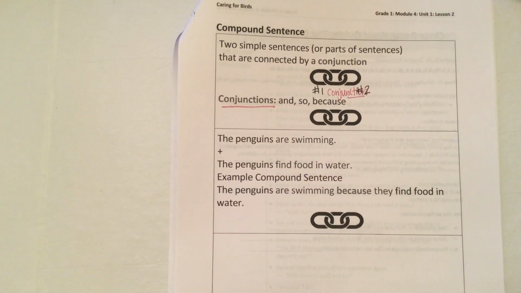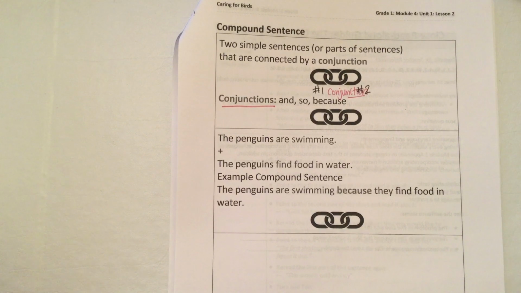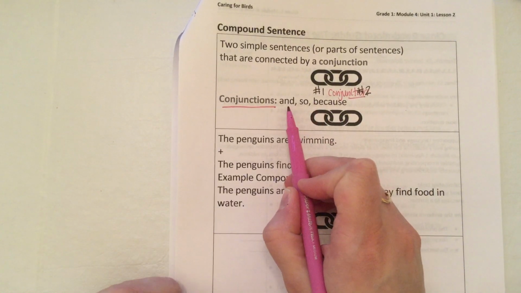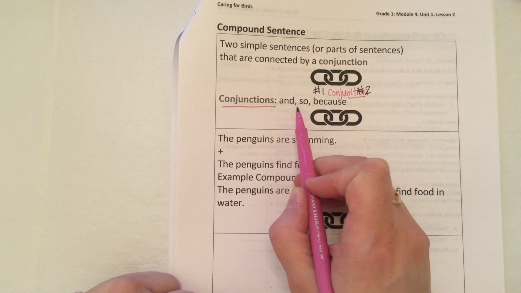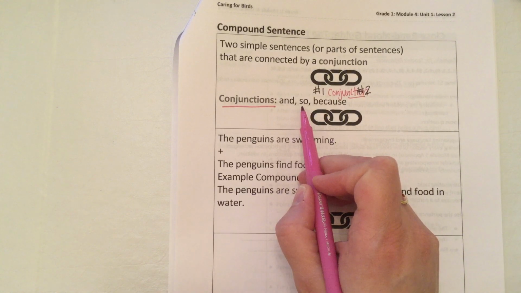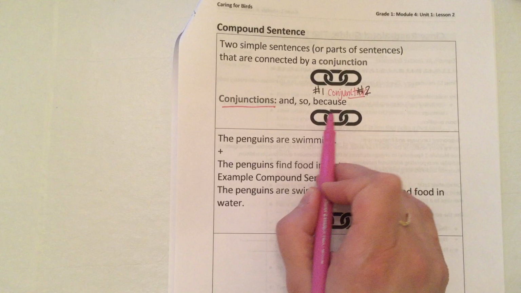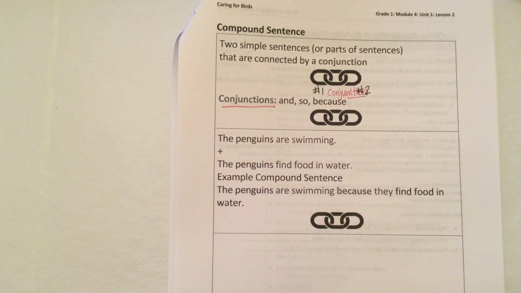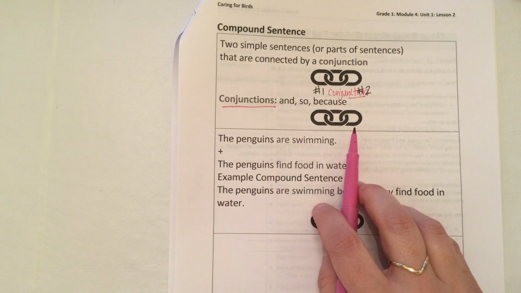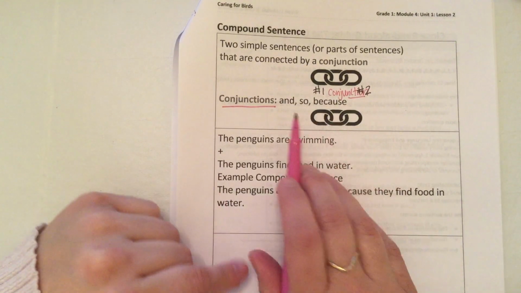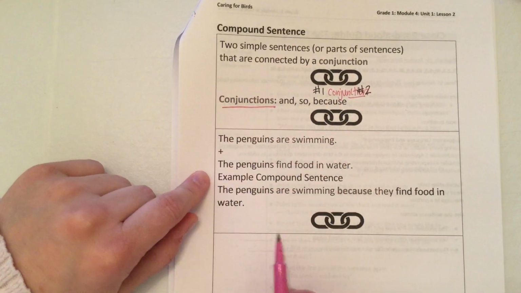So here's some examples of a conjunction. The word because is a conjunction. This is a linking word. And is a conjunction or a linking word. And so is a conjunction or a linking word. There are more than just 3 conjunctions, but we're just going to talk about these 3 today. So if I wanted to create a compound sentence, I'm going to take 2 simple sentences and connect them with a conjunction. So here's an example.